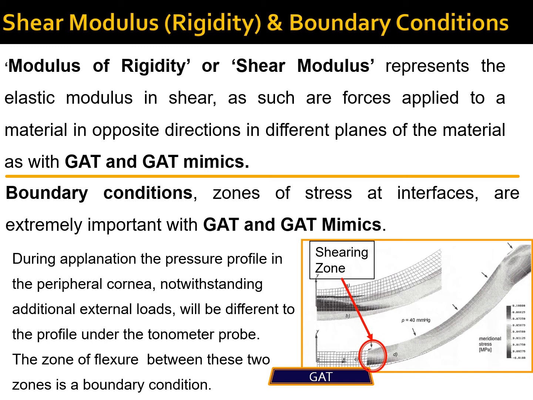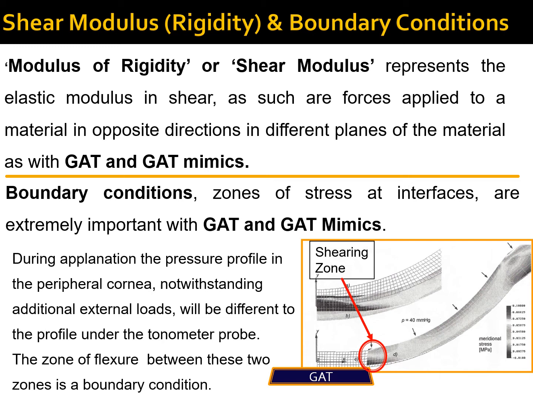Now, another couple of points. The modulus of rigidity is shear modulus. So if you use the term shear modulus, it's more descriptive than saying modulus of rigidity, but they're the same thing. And this represents the elastic modulus in shear. So it is a different thing to Young's or elastic modulus. As such, the forces are applied in a material in opposite directions in different planes of material. And this does happen with GAT and all GAT mimics. They are causing shear forces as they bend the cornea around the zone of bend.